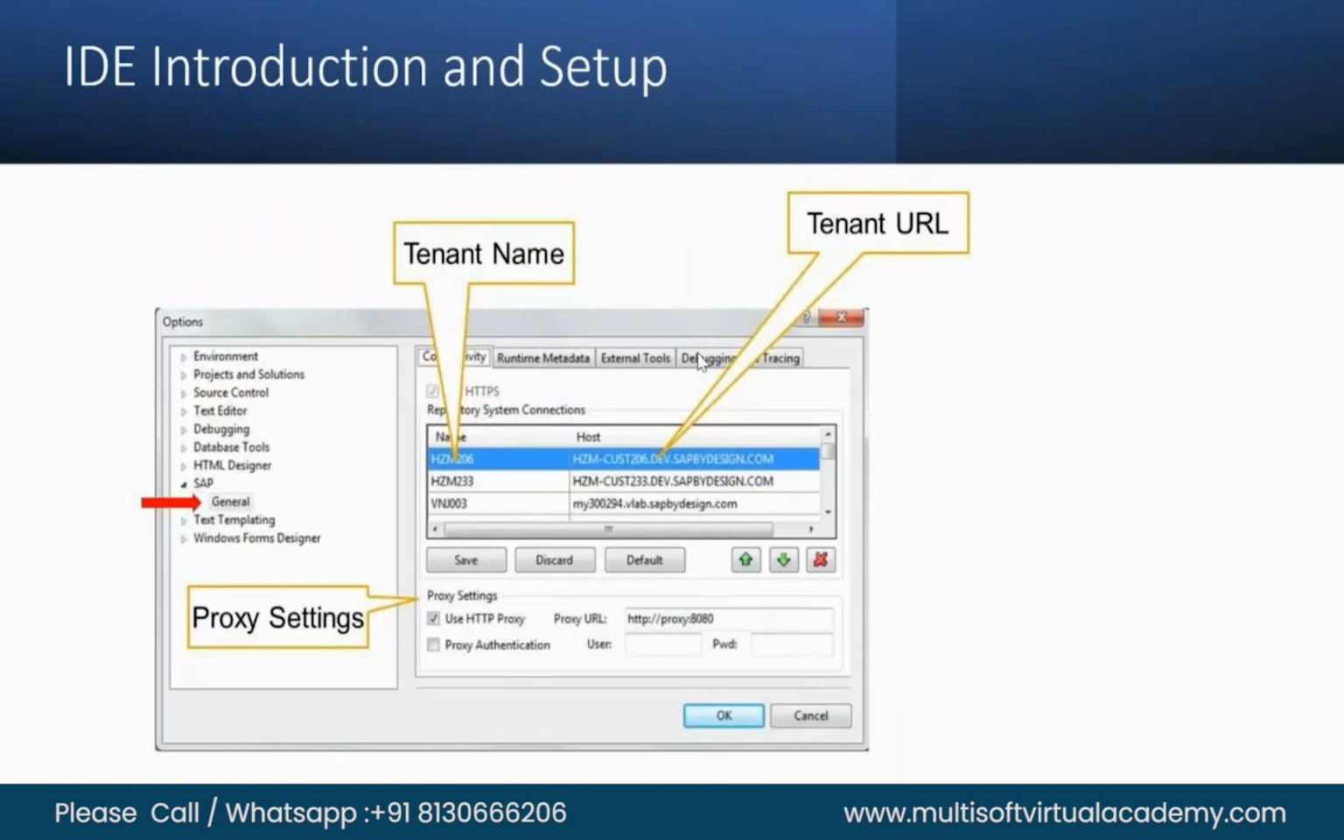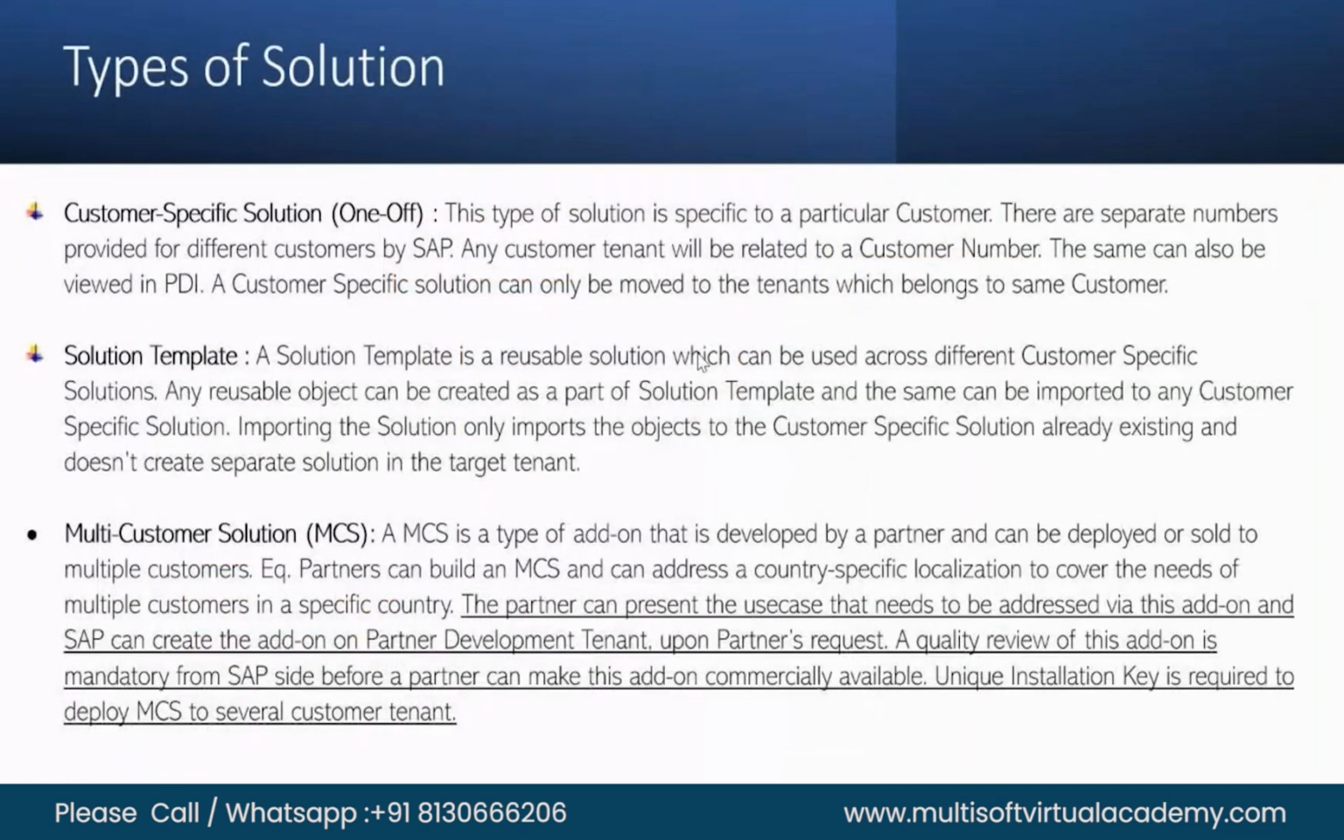And I think you might also be aware of how to create a tenant URL and the tenant name. Yes, yes, okay. So these might be the types of solution you know. This is a customer specific solution. Customer specific means your client. You are working for one client, so that is customer specific. It is specific to that client only.